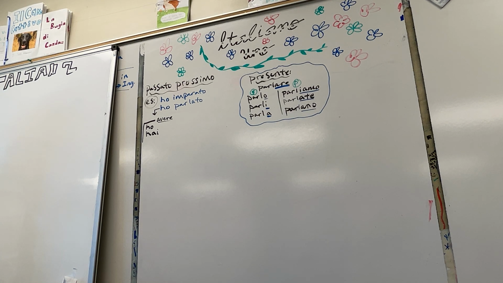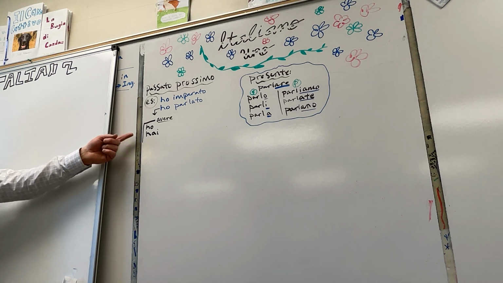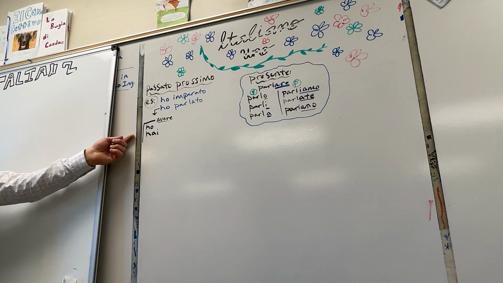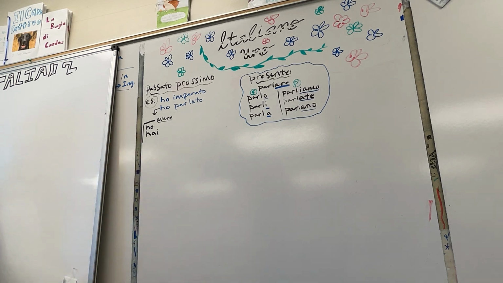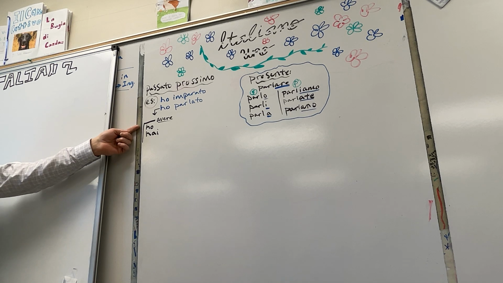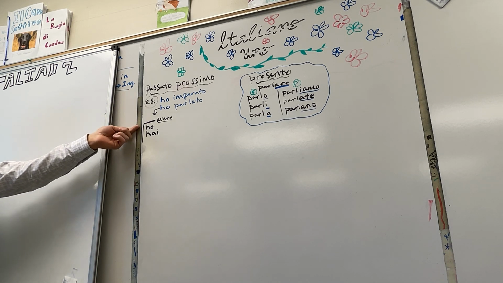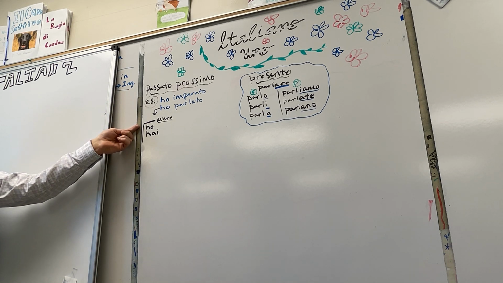Come si dice how old are you? Quanti anni hai? You have. How many years do you have? Okay. And then you say ho 14 anni o 15 anni. Capito? Va bene?